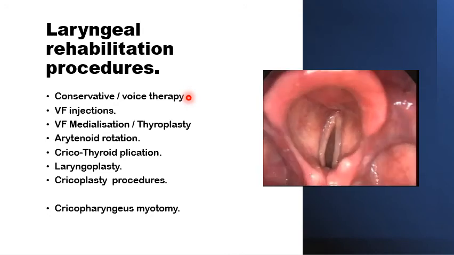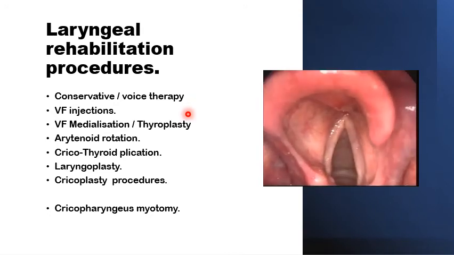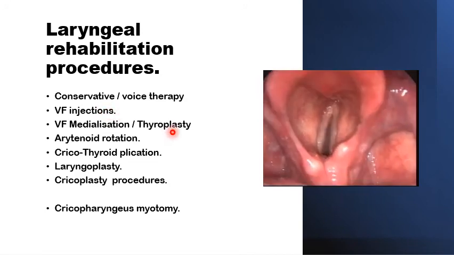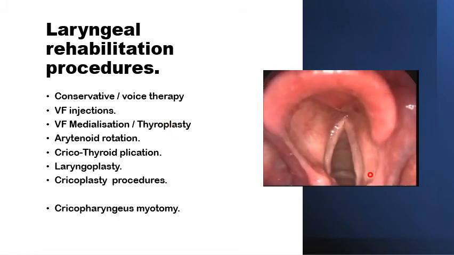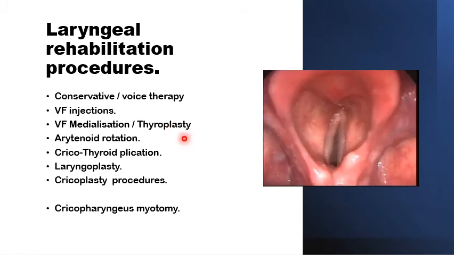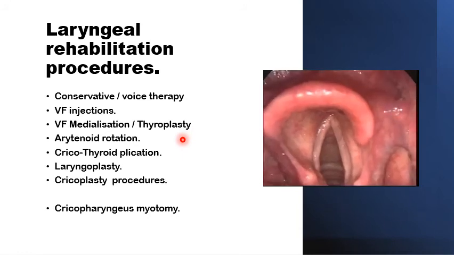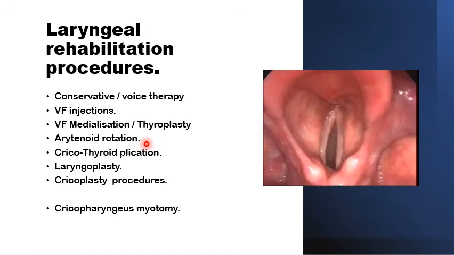If this fails, then vocal fold medialization procedures, either by injections in the vocal folds or by type 1 thyroplasty. If the gap is posterior and it is large enough, perhaps with unequal levels of the vocal folds, then arytenoid rotation procedures may be considered.